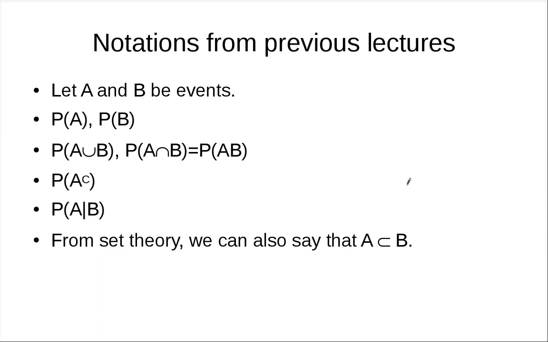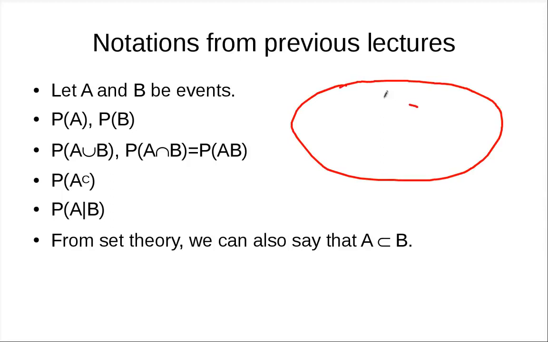All right, and we also have the notations from set theory and everything from the previous lectures. So let's have a quick review. If you have A and B events, and this is S, you have two events. In general, they might intersect, right? And then you have A union B, which is the union of the two events.